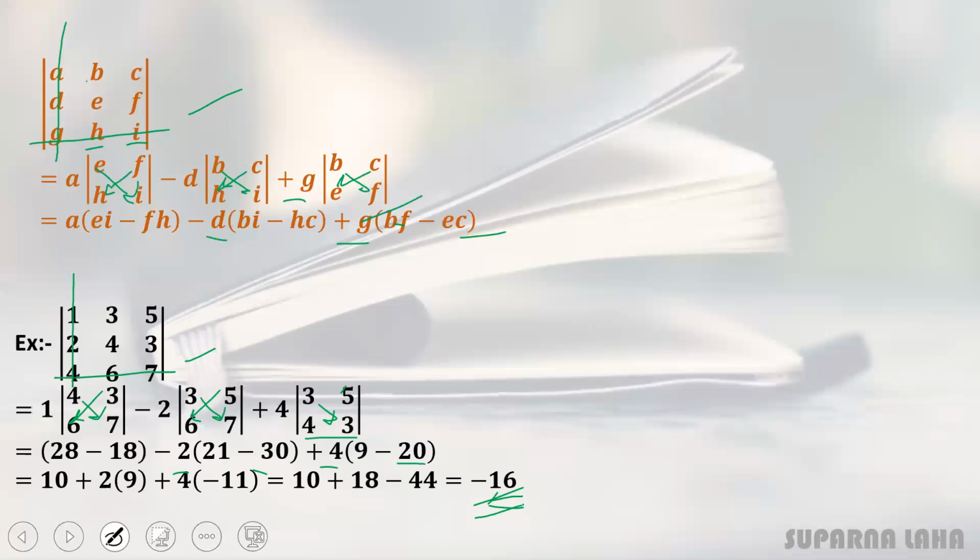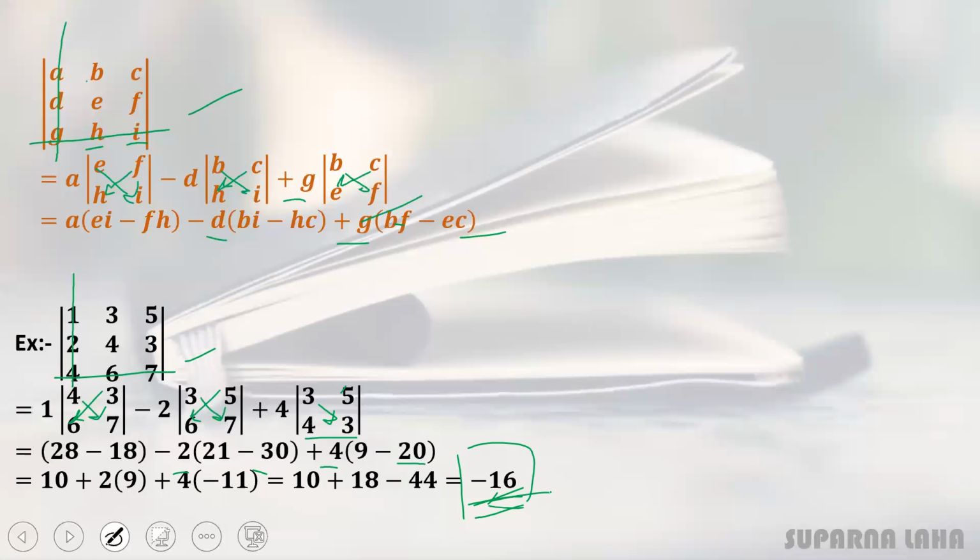So you can expand this determinant according to the first row, second row, third row, or first column, second column, third column, and in every case you will find the same answer.